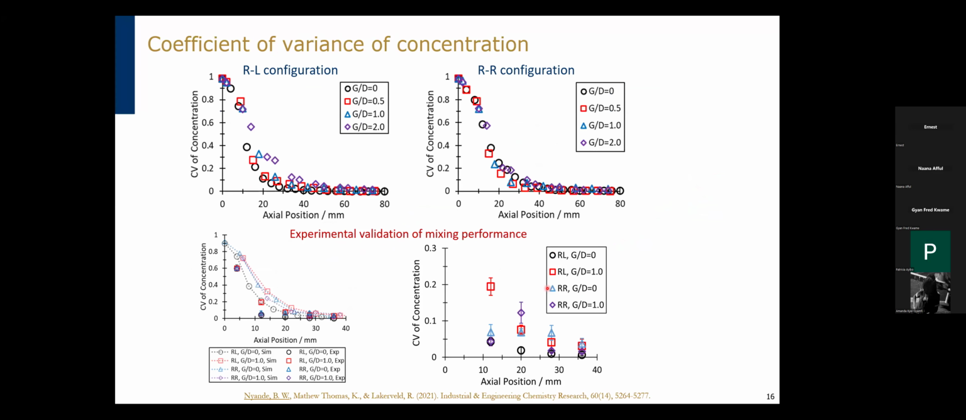Now, in terms of mixing, we see that the story is relatively different. Although the RL standard, which is a gap of 0, performs well, you can actually get equal or even better performance with RR when you end up with fewer mixing elements, a gap of 0.5, which is quite interesting. The experimental results show the same trends, but even better performance compared to what we are able to predict from CFD simulations, which is really interesting.